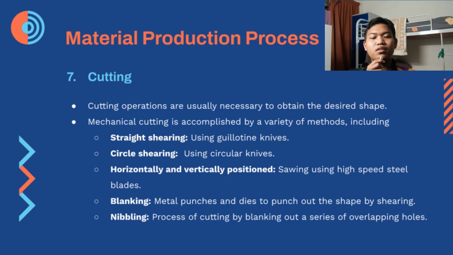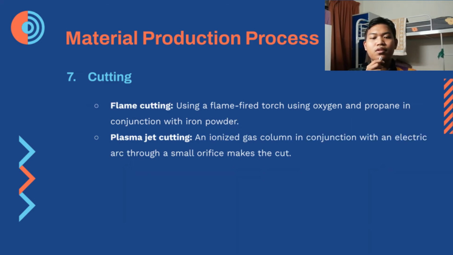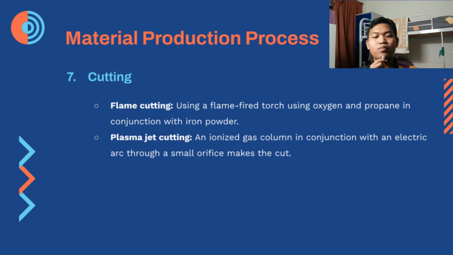Blanking uses metal punches and dies to punch out the shape by shearing. Nibbling is cutting by blanking out a series of overlapping holes. We also use flame cutting, using a flame torch with oxygen and propane in conjunction with iron powder. Plasma jet cutting uses an ionized gas column in conjunction with an electric arc through a small orifice to make the cut.